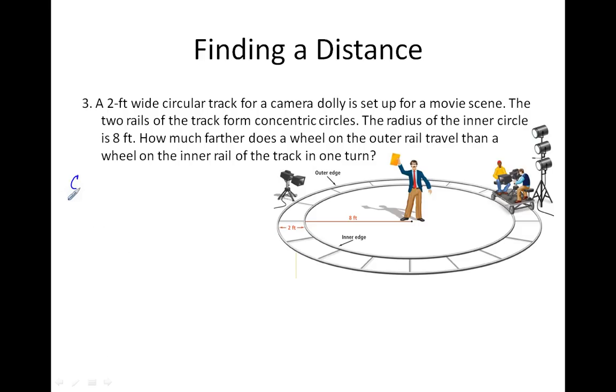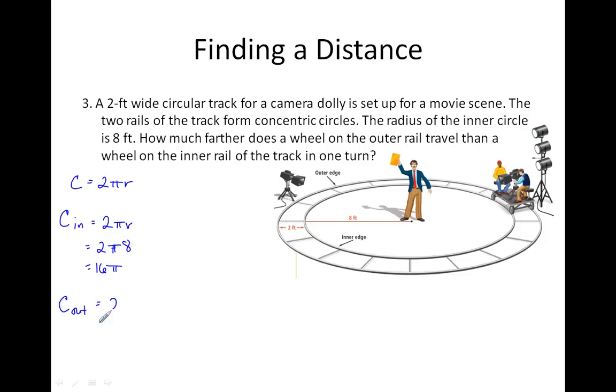Now we're talking about going around the circle, so we're going to use circumference. In this case, I'm given a radius length, so we're going to use 2 pi r. We're going to start by finding the circumference of the inner circle. Then we're going to find the circumference of the outer circle, and then we're going to compare the two. Now again, we've got 2 times pi times the radius. Now my radius in this example for my inner circle is 8. So 2 times pi times 8, I get 16 pi.